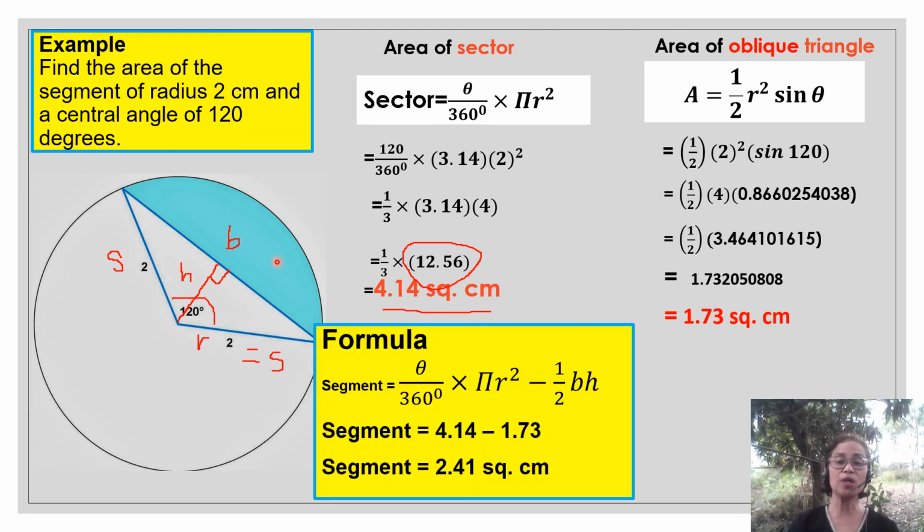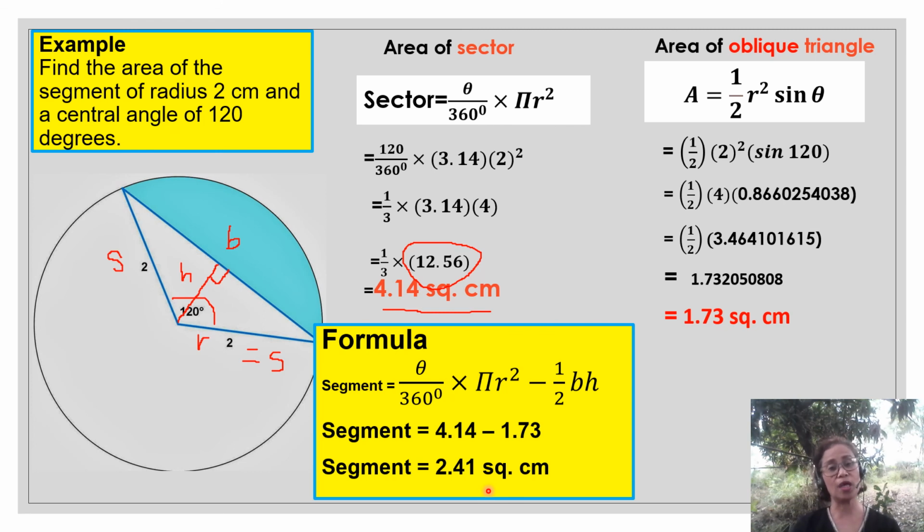Now, to continue, we are going to solve for this segment, the blue area. Simply, we subtract the area of the sector, 4.14, minus the area of the triangle, 1.73. Then the answer is 2.41 square centimeters. So that's the area of the segment we are looking for. I hope I was able to help you understand these three concepts: area of the circle, area of the sector, and area of the segment.